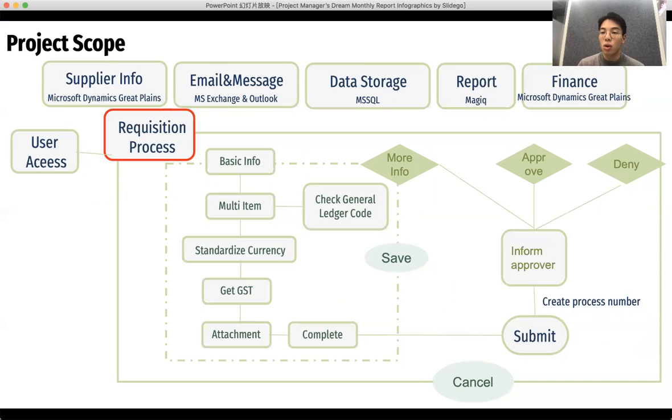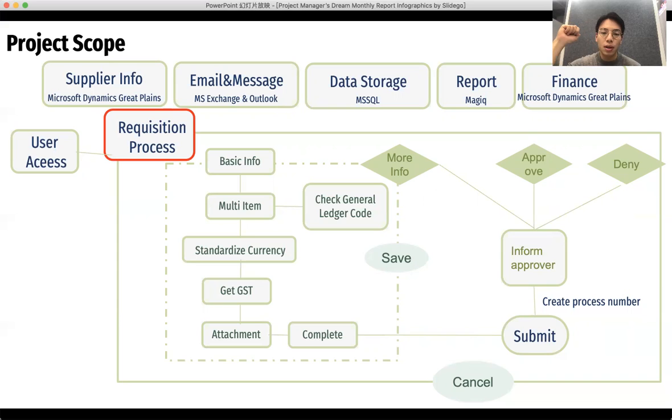process. The first one is to fill in the form. There are several parts to filling the form. The first one is to fill in the basic information. The next one is to do the multi-item checking. So for instance, one employee could require multiple products from multiple suppliers. For each line they are choosing, the system has to automatically check the general ledger code.